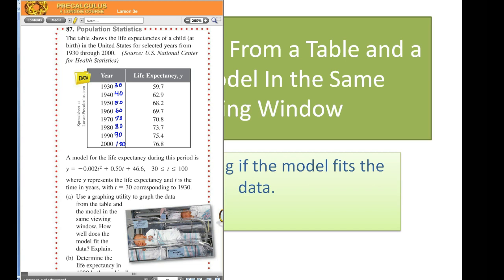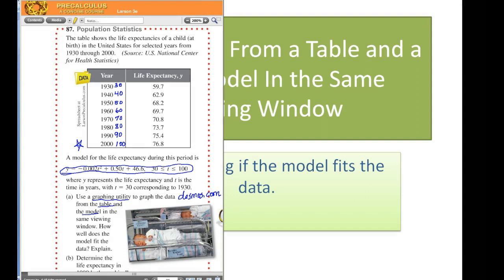This problem tells us to use a graphing utility, and for our class we always like to use Desmos.com. You can use a different one if you like, but we like Desmos.com because it does such a great job, and we've learned how to use that in class. We want to graph the data from the table, this right here, and the model that we're given, this right here. This is our model. And we want to do it in the same viewing window. What that means is just do it on the same screen, on the same graph, and then determine how well the model fits the data. So let's take a look at how we can do that.